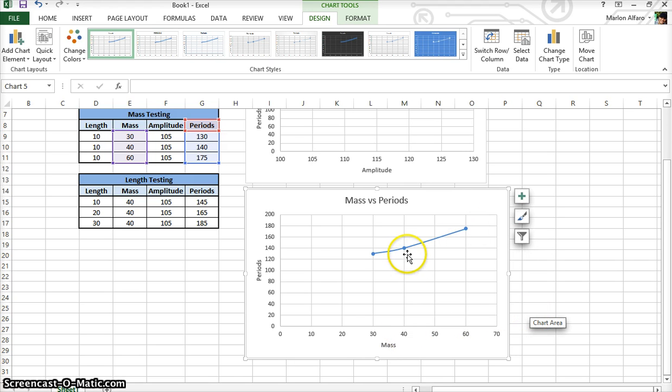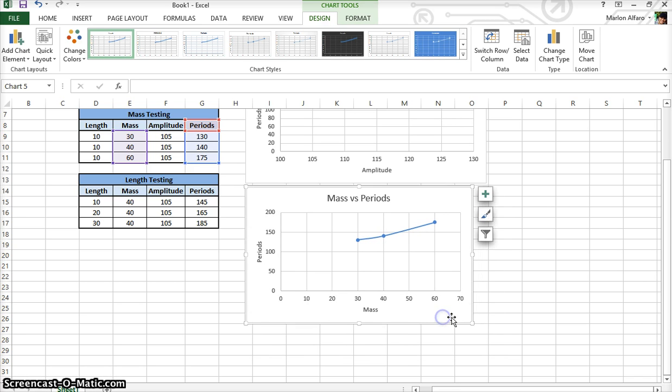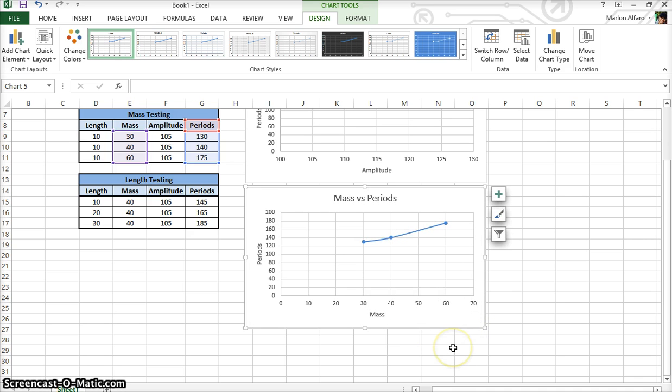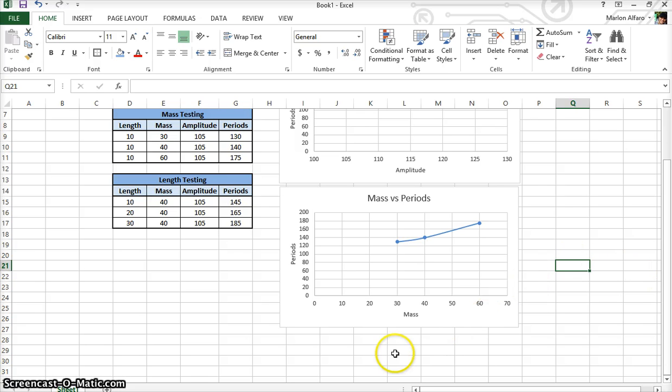When my mass is 40, my period is 140, and you can see that on the table. When the mass is 40, period is 140. So the graph is showing the same thing as a table. However, this graph is showing the relationship between mass and periods, that as my mass is increasing, my periods are increasing. And then let's do the last one with length testing.